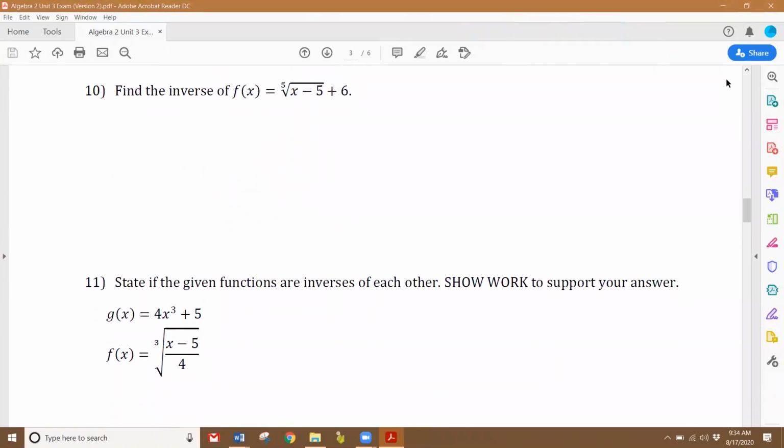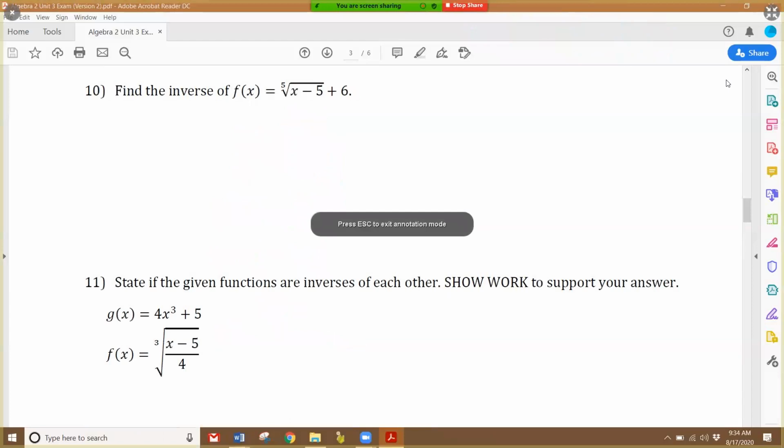Moving on to question number 10, another inverse problem. This time we're given a radical in there. So again, I always start by finding my opposites. I have a 5th root, which means I'm looking for an exponent of a 5. I have a -5, so I should have a +5. And then I have a +6, so in the end I should have a -6. I know all 3 of these things should be in my final answer in some way, shape, or form. So we're going to follow the same steps we did on the last one. First step, take f of x out and replace it with y.